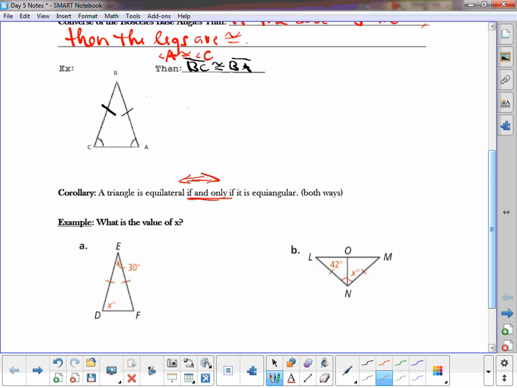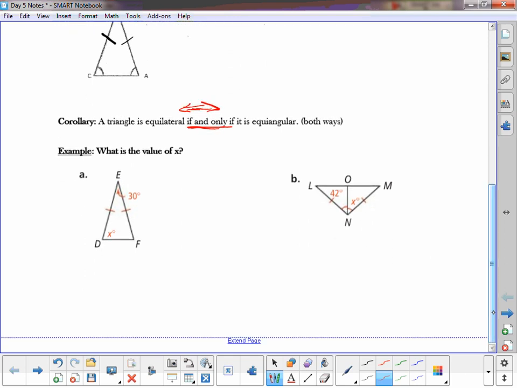Tell your shoulder partner real quick, what does it mean to be equiangular? You guys are all good with equilateral. Talk to your shoulder partner about what it means to be equiangular. Alright, what does equiangular mean again? Yeah, all the angles have the same measure. Good. Okay. So we're going to pull this information together along with what we know before and solve for our unknown values here. Alright, so this first example says, what is the value of x?